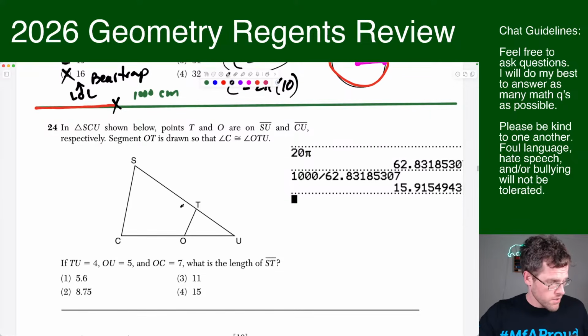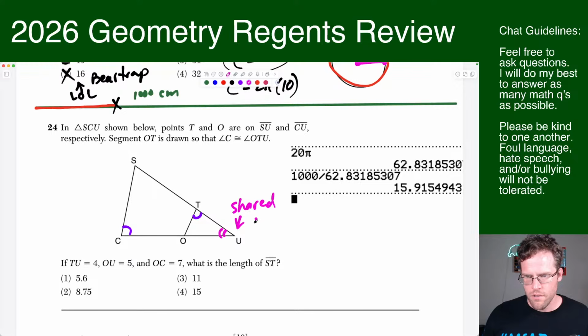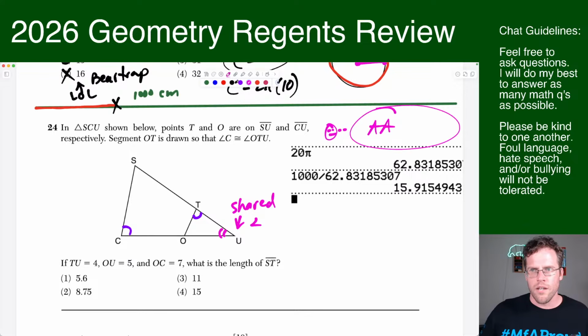All right, similar triangles that are zigzagged, okay? So similar triangles. How do I know? Because they told us angle C is congruent to angle OTU. And this angle is shared. So then I'm like, oh, this is angle-angle similarity. And that tells me corresponding sides of similar triangles are in proportion.